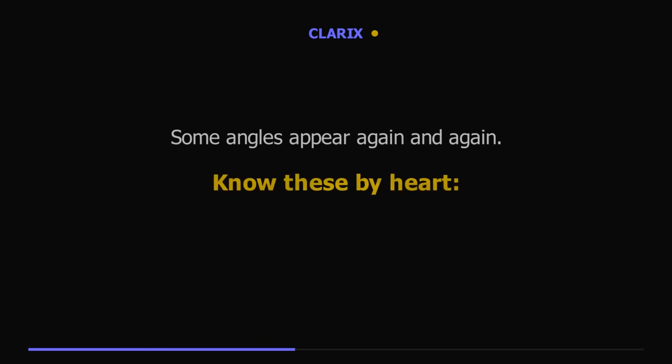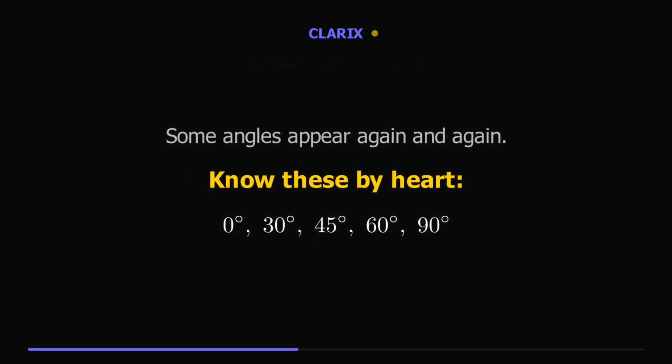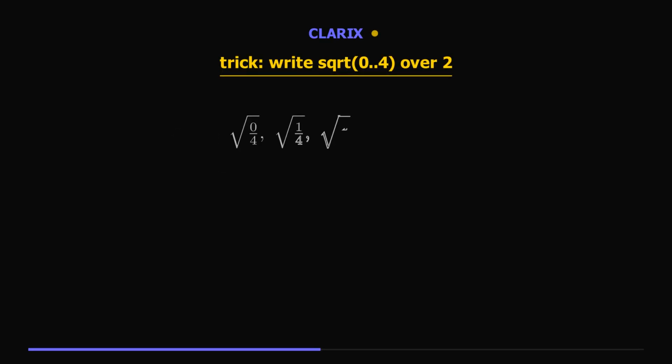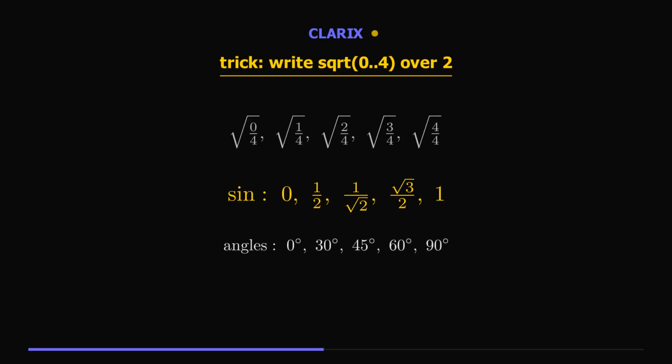So far, the ratios are general, but a handful of angles come up again and again, and you're expected to know their exact values cold, no calculator. Those angles are 0, 30, 45, 60, and 90 degrees. Here's the table and a trick so you never have to rote memorize it. Start with sine. Write the numbers 0, 1, 2, 3, 4. Put each under a square root and divide by 2. That gives root 0 over 2, root 1 over 2, root 2 over 2, root 3 over 2, root 4 over 2. Simplify and you get the sine values exactly.